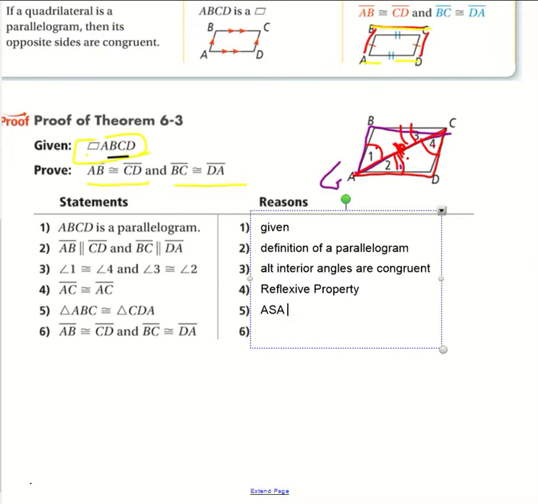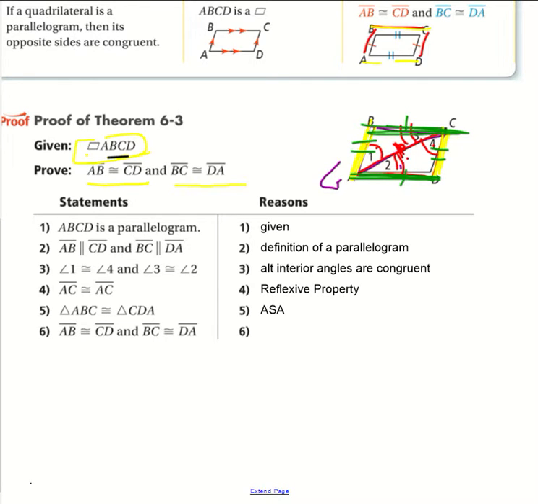Alright. So the last statement that we're given is that AB is congruent to CD and BC is congruent to DA. So they're saying that AB right here is congruent to CD over here, and that BC up here is congruent to DA down here. Well, if you think about that in the triangles, those are corresponding parts in a triangle.